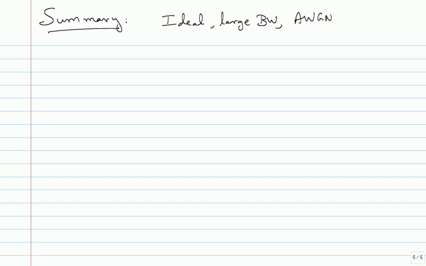I want to briefly summarize where we are and then move to the next logical step. Okay, so here's a summary. Remember, so far we've been looking at an ideal AWGN channel, but also very large bandwidth. Okay, so I've been trying to emphasize this very large bandwidth. Where did I make that assumption of very large bandwidth?